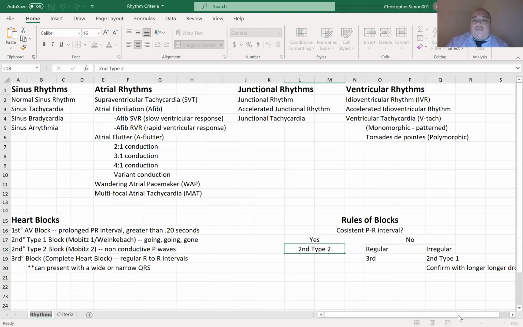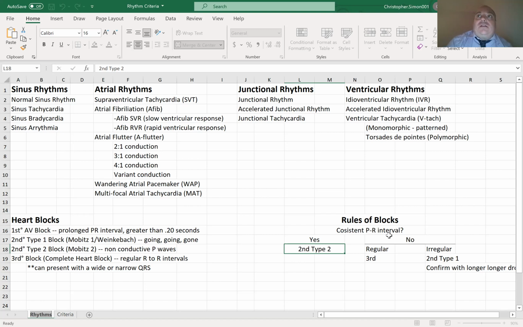So, okay. Basically, we can group all of our rhythms into different sections or different types of rhythms. Basically, where they originate from is really what we're looking at, right? So you can have what's called sinus rhythms, okay? And they're called sinus rhythms because the electrical impulse that is the impetus for their formation comes from the SA node, okay?